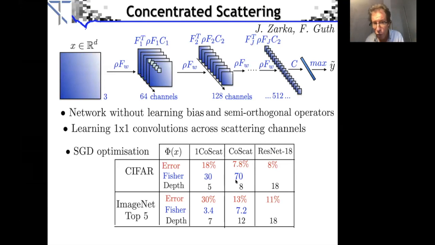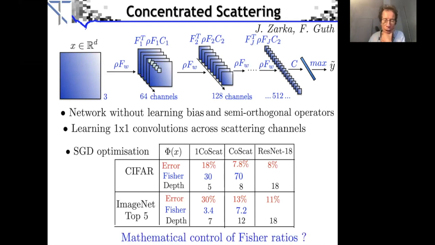You see how the Fisher ratio increased by a factor of 2 compared to a single contraction if you had applied it on the scattering transform. And the number of layers is much fewer than the ResNet. If you apply that on ImageNet, right now we are at 13% error, whereas ResNet is 11%. The errors are decreasing every day. We'll see if we reach the ResNet. But the point is you are of the same order. And again, the Fisher ratio increased by a factor of 2, which explains why you improve your performance. And the depth is small.